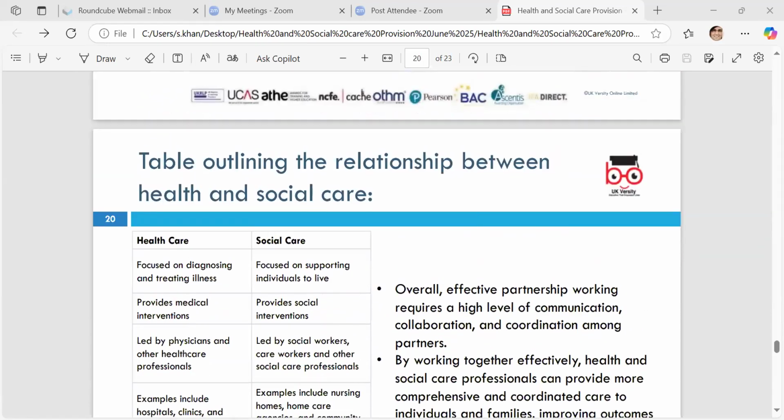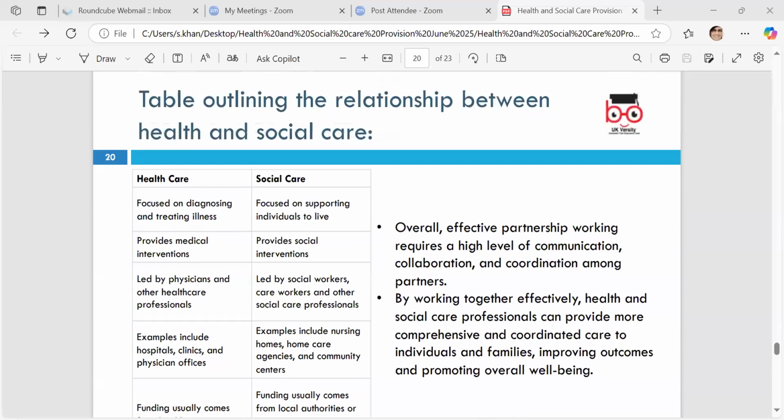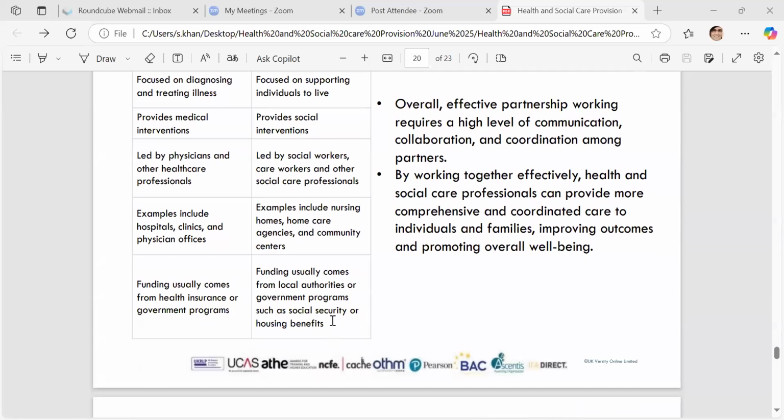This is a table outlining the relationship between health and social care. Health care is focused on diagnosing and treating illnesses, providing medical interventions. It's led by physicians. Examples include things like hospitals, and the funding usually comes from health insurance or government programs. Whereas social care is focused on supporting individuals to live independently and providing interventions, and it's led by social workers and care workers. That could be things like nursing homes. And funding again is from local authorities or government programs such as social security.